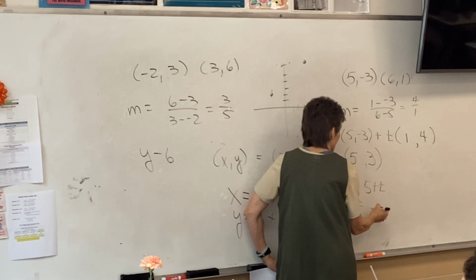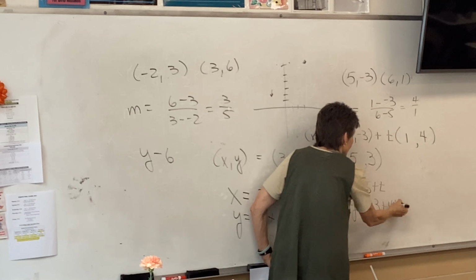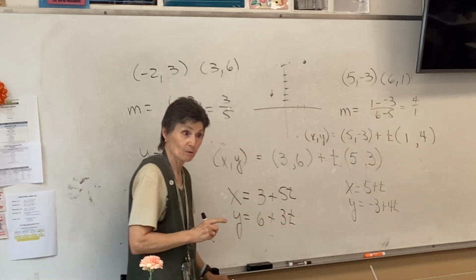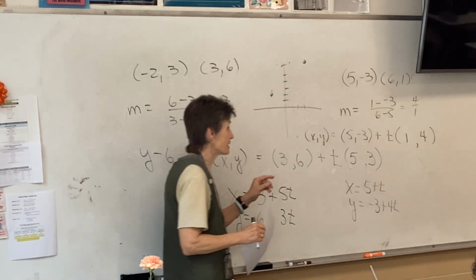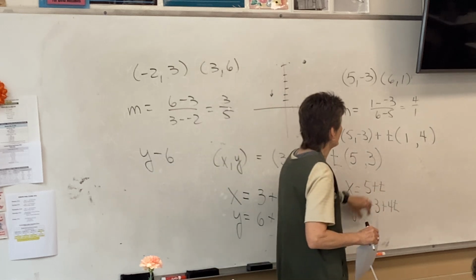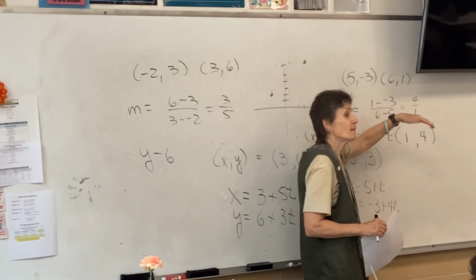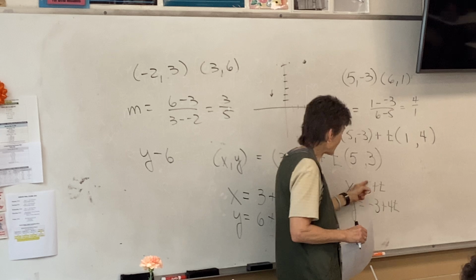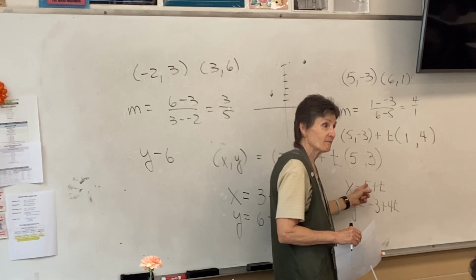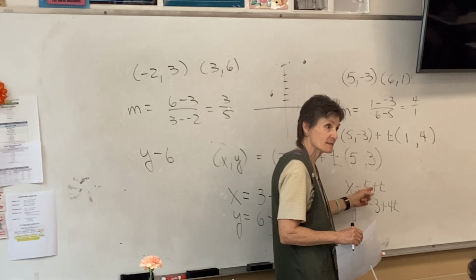Negative t, plus 3. I used a different format. Yeah, you could use the other point. So Kellen says, my equations look a little different if I use 6, 1. Yes, but that's going to be right here, right? So instead of 5, -3, he's going to have 6, 1.